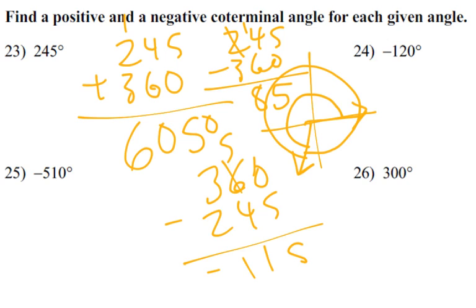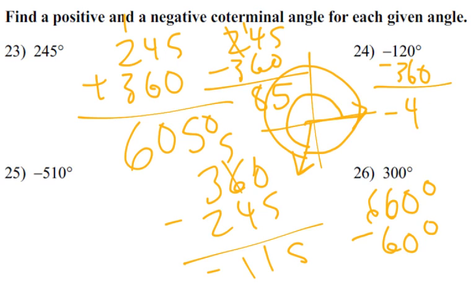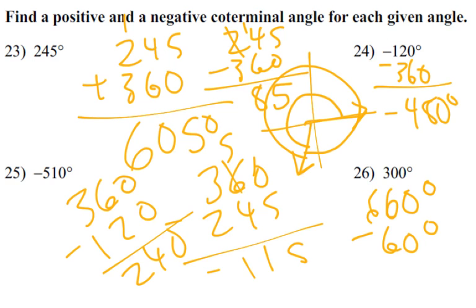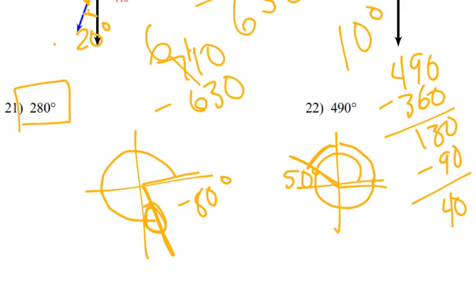Okay? So, for like 300, adding 360 to it would give us an angle of 660. Subtracting 360 from it would be negative 60. Okay, 24, subtracting 360 from it, this one kind of works backwards, would give us negative 480 for one of those reference angles. Adding 360 would be 360 minus 120, which would be 240. Alright? So, there you guys go. How to do those ones.